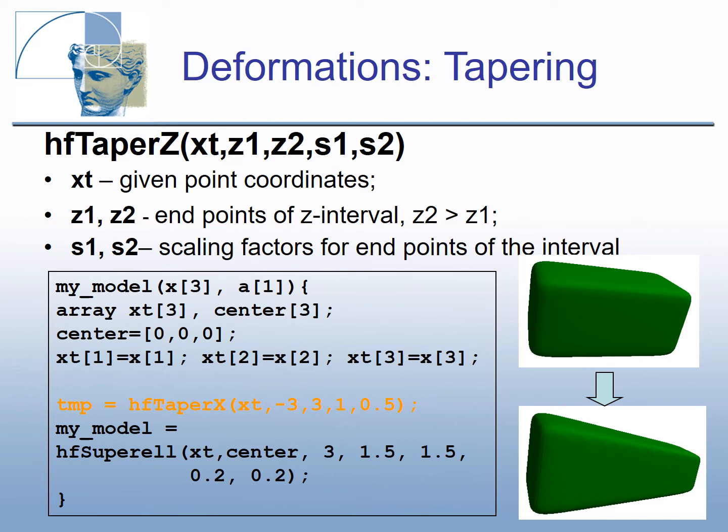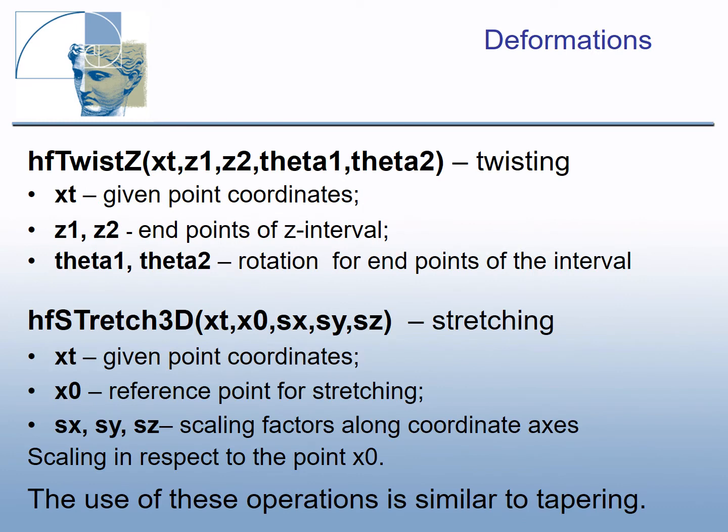This tapering is applied to a superellipsoid shown at the top right, and the resulting deformed superellipsoid is shown at the bottom right. Other supported operations are twisting and stretching. Twisting is a generalization of rotation with the rotation angle linearly changing on the given interval. Stretching is scaling in respect to the given point in space. The use of these operations is similar to tapering.